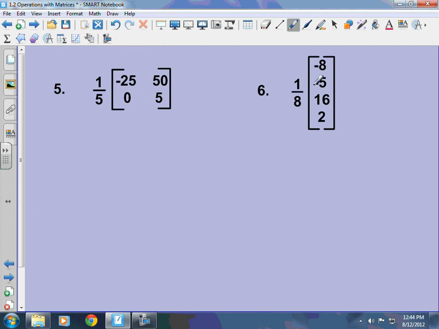You should be able to do this. A common question I have is, how do I do this one? It's 1/8 times negative 8, 1/8 times negative 5, 1/8 times 16, 1/8 times 2. Be careful with your 1/8 times 2. I'll give you a little hint. Your answer is going to be a fraction.